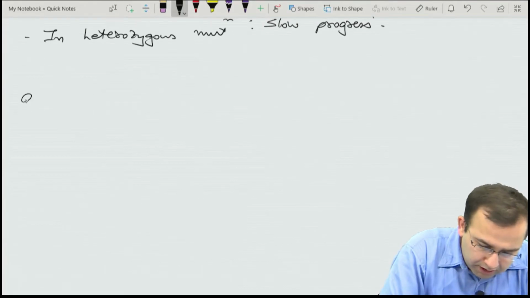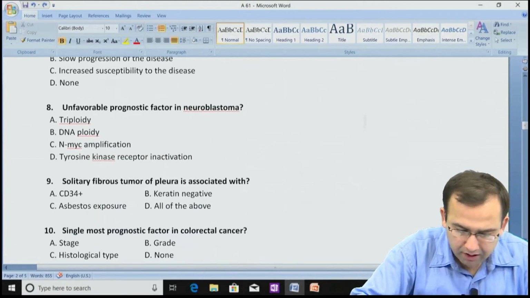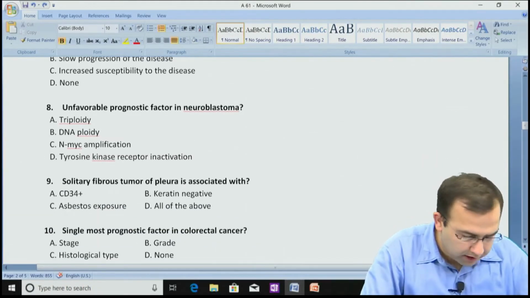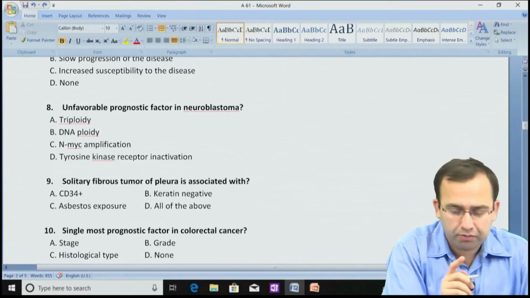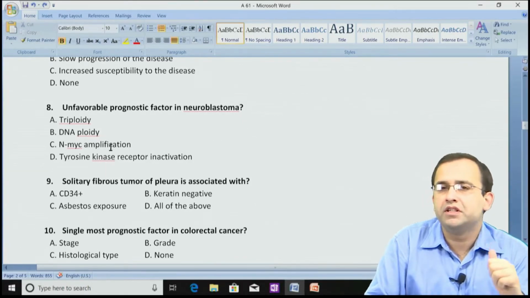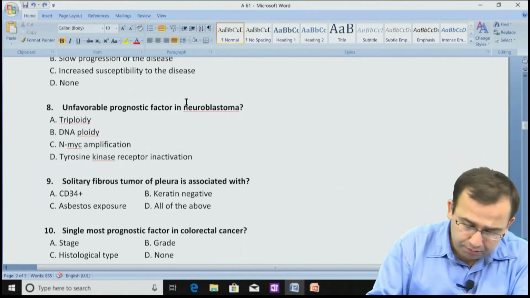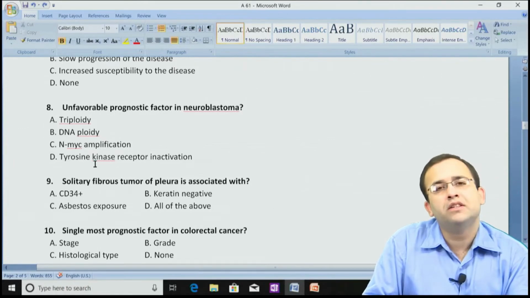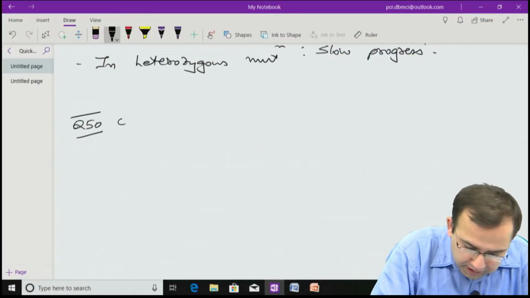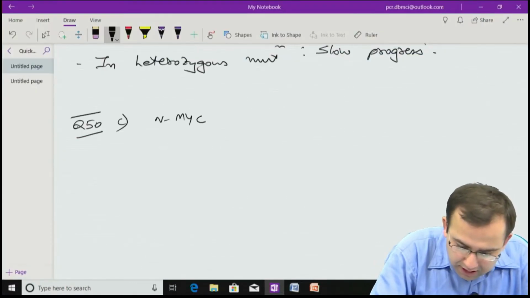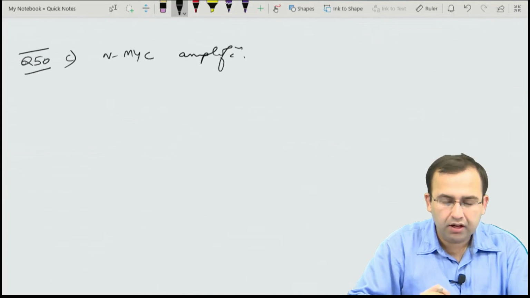Next, question 50. Unfavorable prognostic factor in neuroblastoma. Triploidy or hyperploidy, or DNA ploidy, is good prognosis. N-MYC amplification, the most common gene mutation associated with neuroblastoma, is poor prognosis. And last, tyrosine kinase receptor inactivation, again good prognosis. So the answer to question 50 is C, N-MYC amplification.